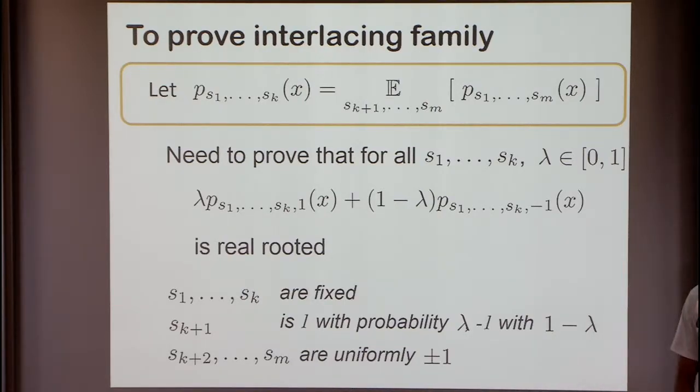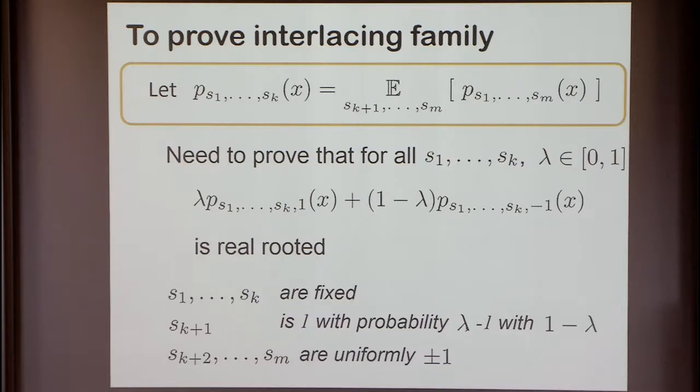So the content of this is you can encode conditional expectations by looking at biased distributions, because there's a product structure here. It's important that the signs are independent.